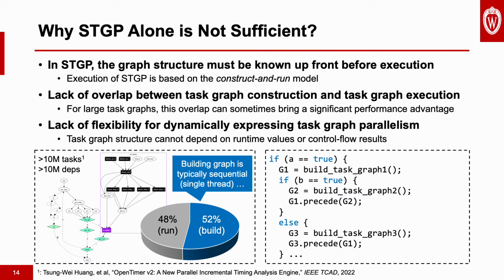On the other hand, STGP does not have the flexibility for dynamically expressing task graph parallelism. For example, depending on the values of the variables A and B, we may want a totally different task graph. Unfortunately, STGP cannot handle graph structure that dynamically depends on control flow results.